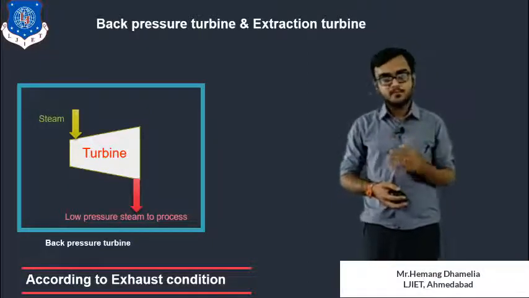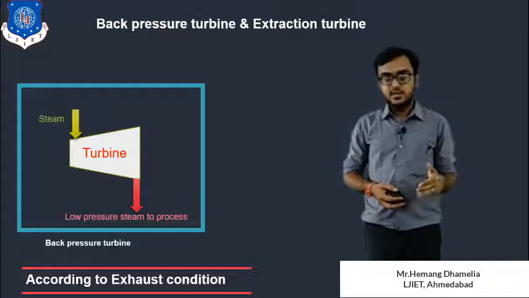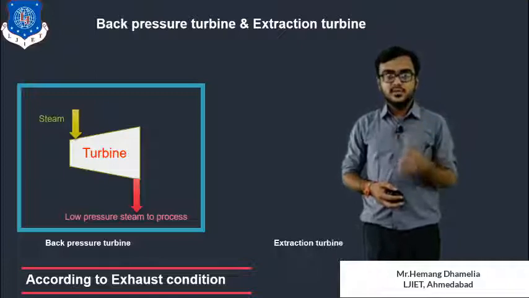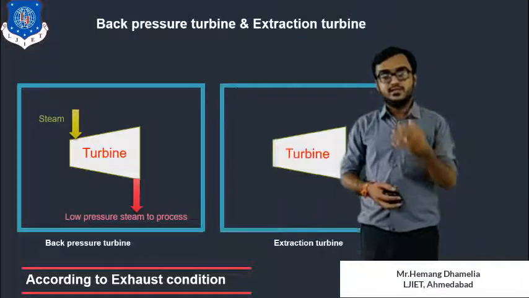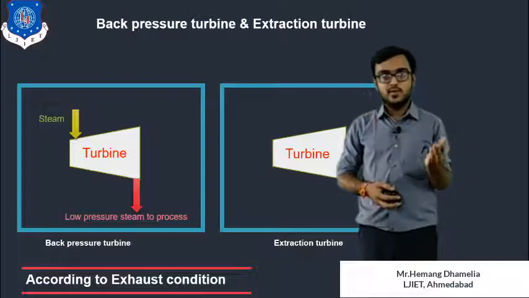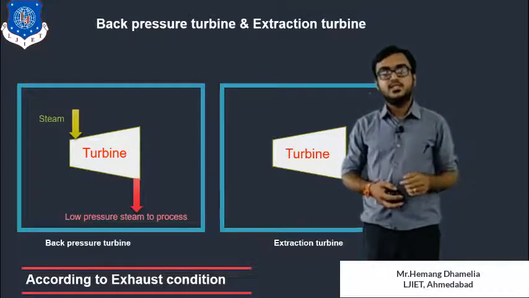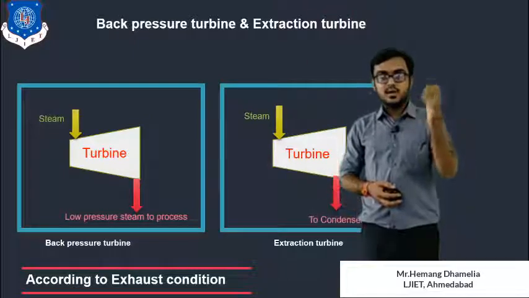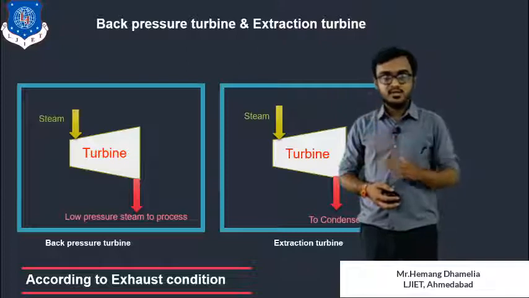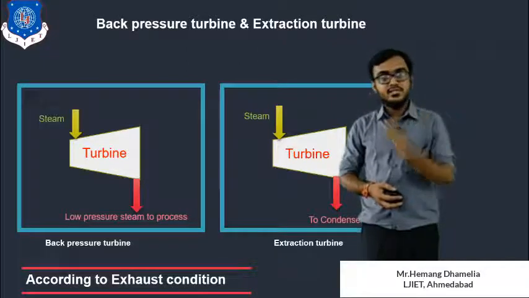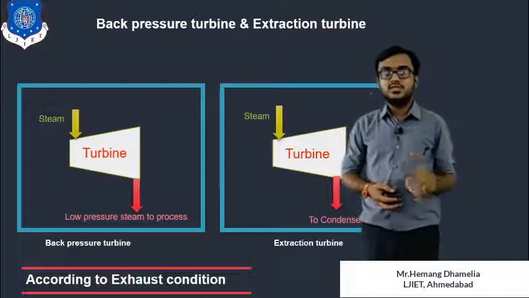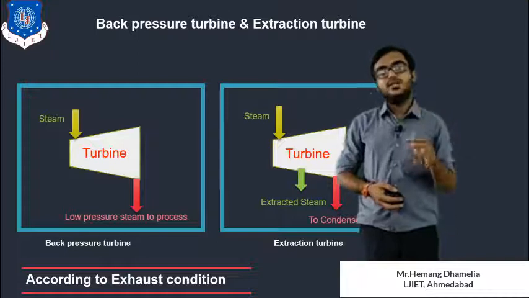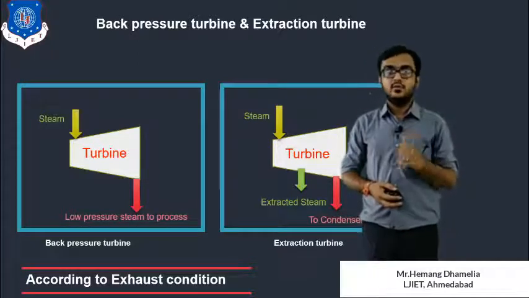This type of turbine is known as a back pressure turbine, while the extraction turbine is the type of turbine in which steam is extracted from an intermediate stage and we send this steam for a particular process. For example, here we have a turbine, steam is coming from the upward direction like this, and some amount of the steam flows toward the condenser, while from the intermediate stage we extract a certain amount of steam and send it for a particular process. This type of turbine is known as an extraction type of turbine.